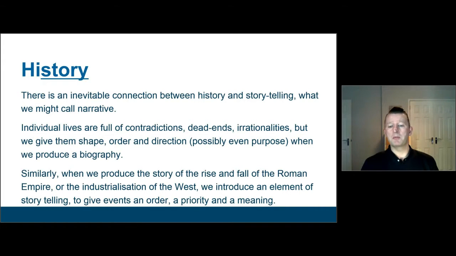So for example, when we produce a story of the rise and fall of the Roman Empire, or the story of the industrialization of the West, we introduce an element of storytelling to give events an order, to choose certain events to be prioritized in our accounts, and then to give the whole set of factors and the whole relationships between them some overarching sense of meaning.